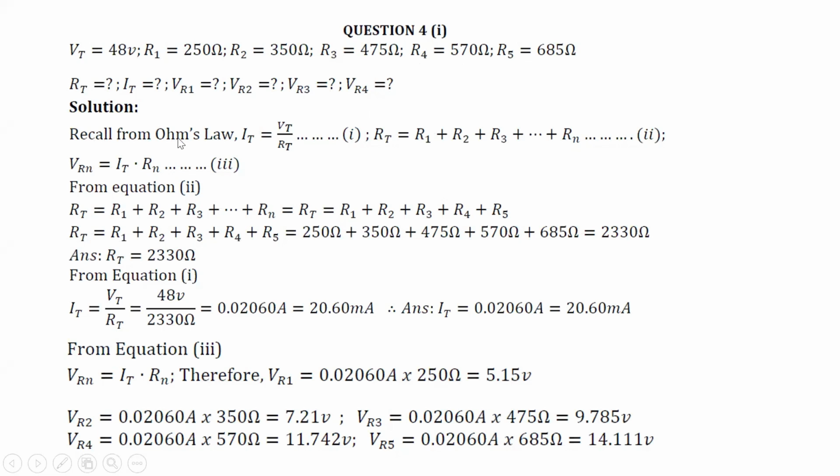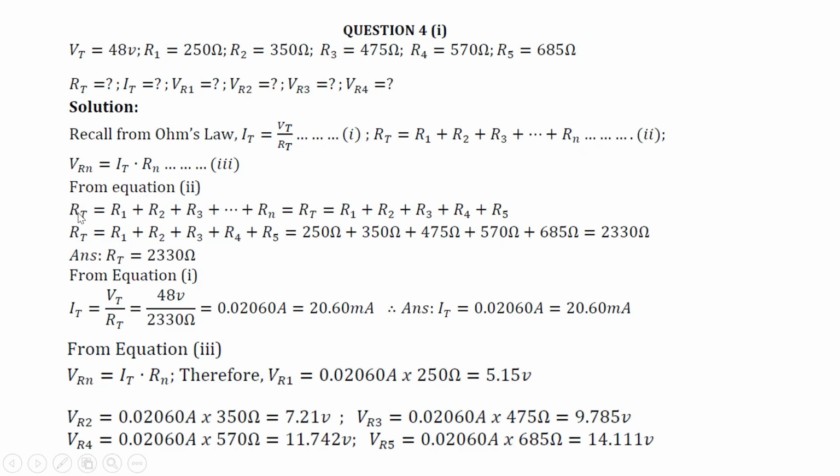And we recall our Ohm's law, which states that the total current flowing through a circuit is directly proportional to the total voltage and inversely proportional to the total resistance of that circuit. And we recall that our total resistance in a series circuit is R1 plus R2 plus R3, and so on and so forth. Then the voltage drop across R1 will be the total current times R1. So I've given the three basic equations.